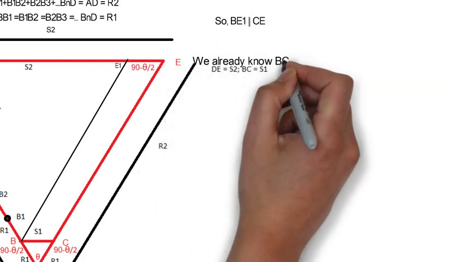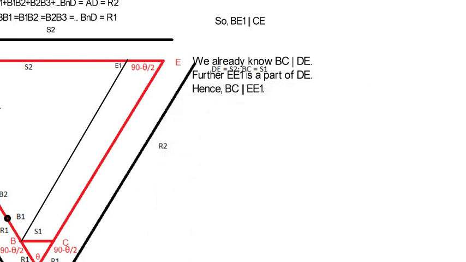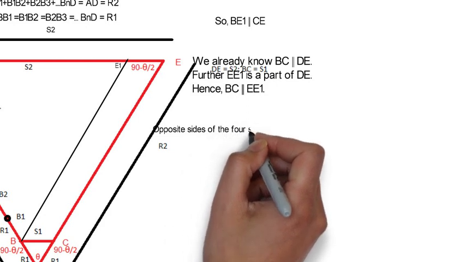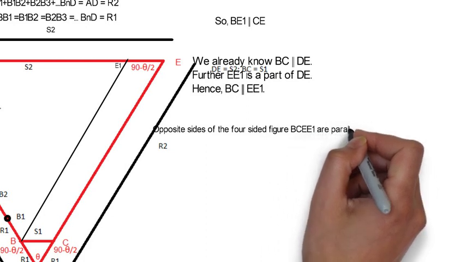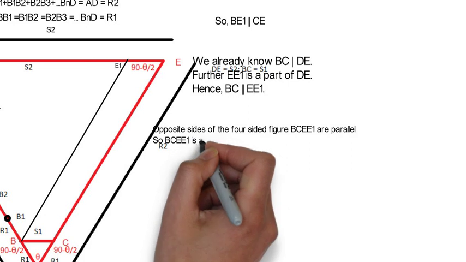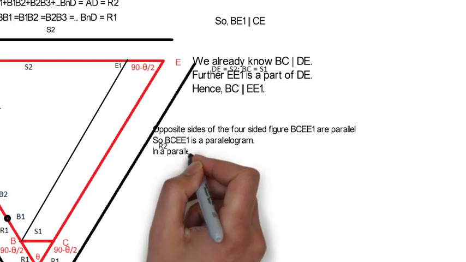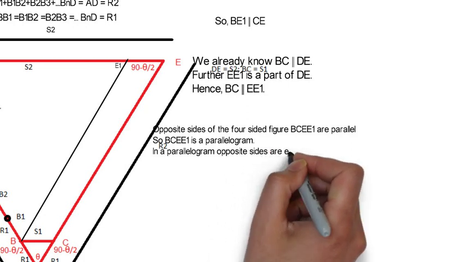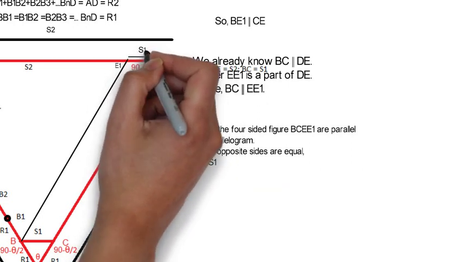We have already determined that BC is parallel to DE. Since EE1 is a part of DE, BC is parallel to EE1. So in the four-sided figure BCEE1, opposite sides are parallel to each other. That is, BE1 is parallel to CE and BC is parallel to EE1. It means BCEE1 is a parallelogram. But in a parallelogram, opposite sides are not just parallel but are also equal. So BC is equal to EE1, which is equal to length S1.